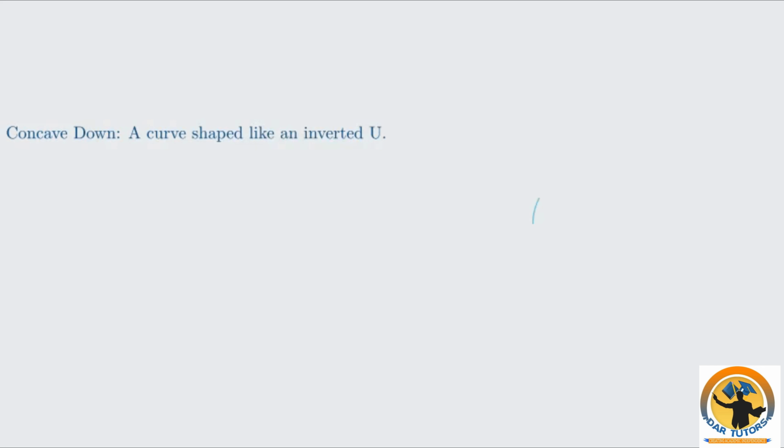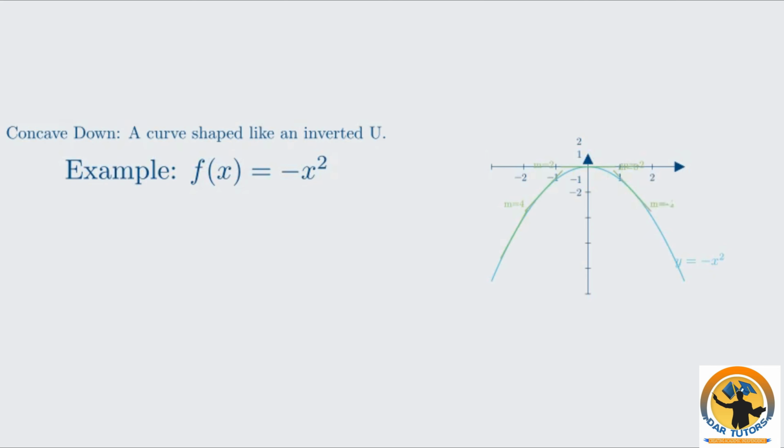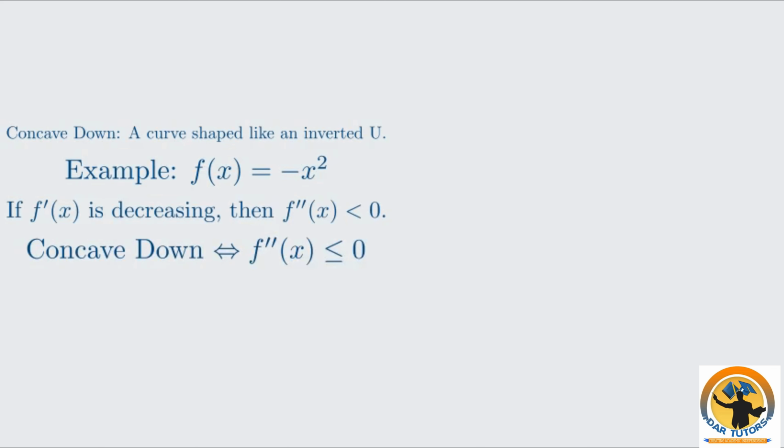A curve is concave down on an interval if its shape resembles an inverted U. This means that as you move along the curve from left to right, the gradient of the tangent line is continuously decreasing. For example, consider the function f of x equals negative x squared. The gradient of the tangent starts positive, becomes 0 at the peak, and then becomes negative. The gradient is always decreasing. Mathematically, a decreasing gradient means that the first derivative, f prime of x, is decreasing. And a decreasing first derivative means that its own derivative, the second derivative, f double prime of x, must be negative. So, a curve is concave down when its second derivative is less than or equal to 0.